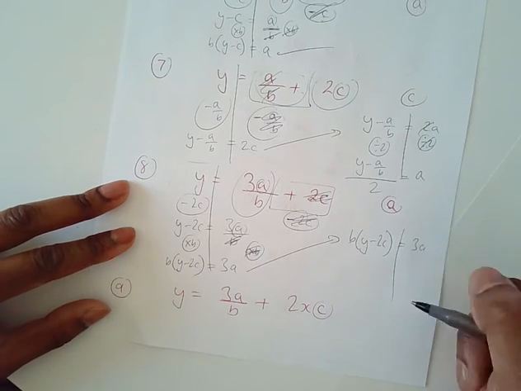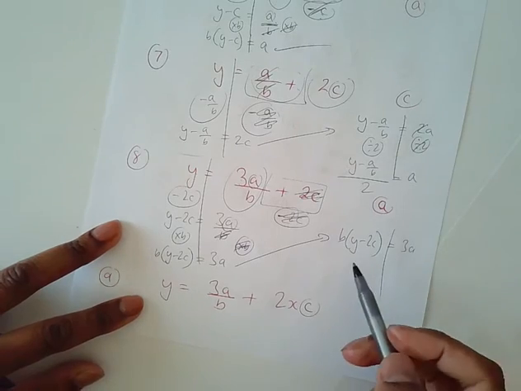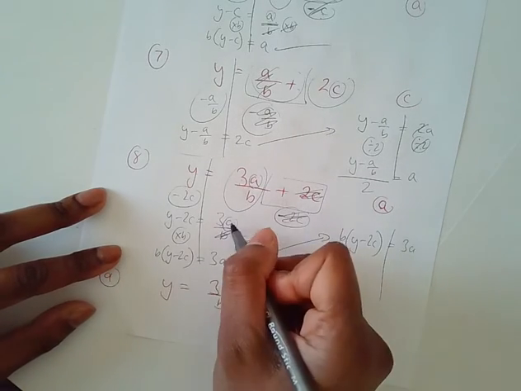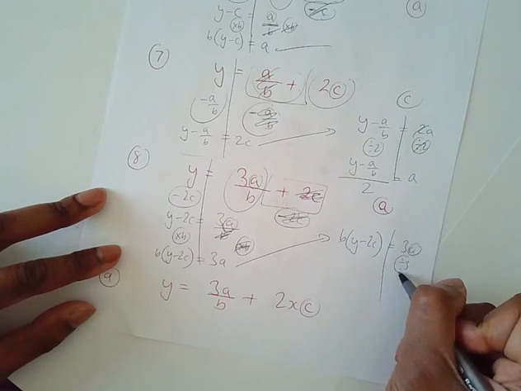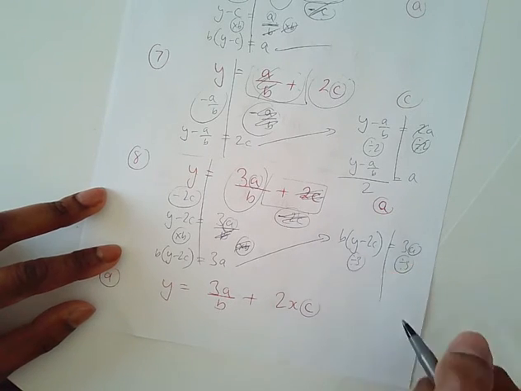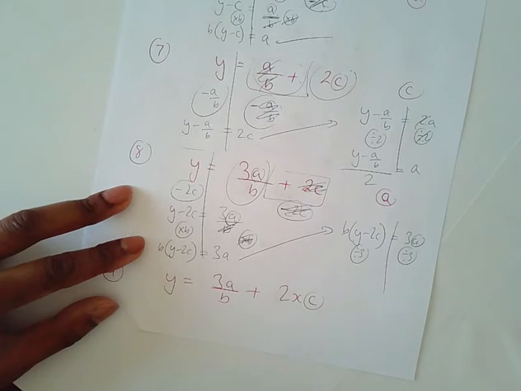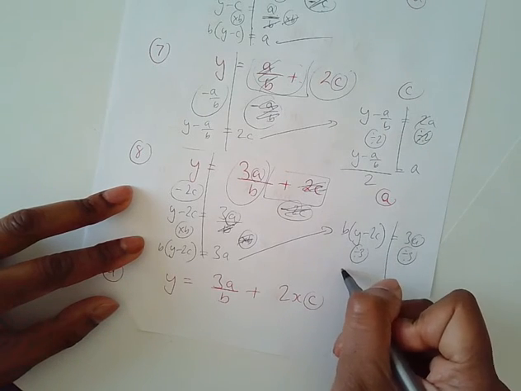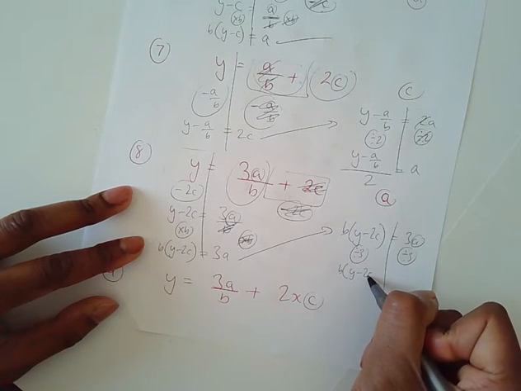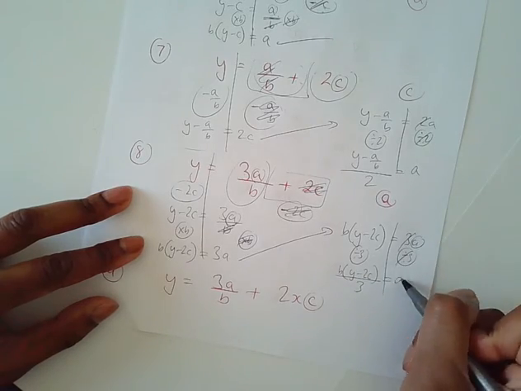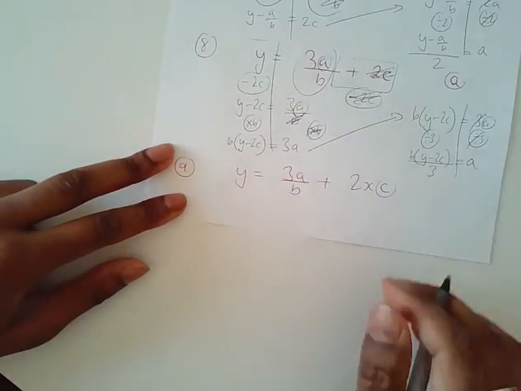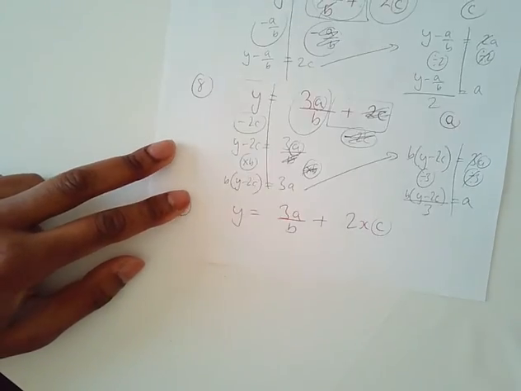Right, let's continue. Remember I was trying to make a the subject. So to get rid of times by 3, you divide by 3. What you've done this side, do on the other side. So that will be divide by 3. Right, last question. Make C the subject.